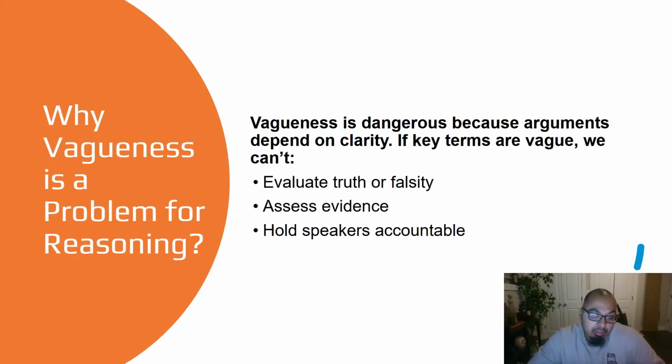In philosophy, and in academic writing more generally, clarity is not optional, right? Precision is what separates argument from rhetoric. You got to make sure that you train yourself on not being vague, because by being clear in your communication, being clear in what you're trying to say, you're able to train yourself on how to evaluate truth from falsity, and assess evidence, or hold particular individuals accountable.